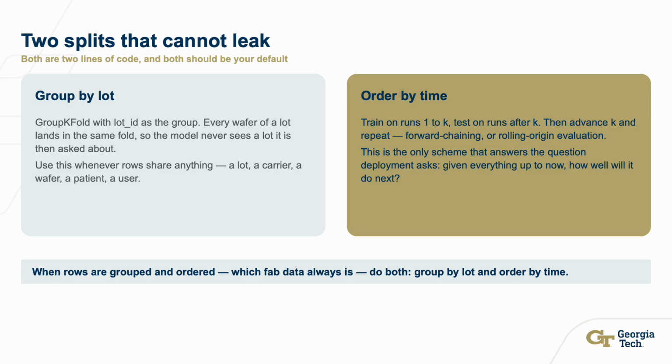And when your data is both grouped and ordered, which fab data always is, do both. Group by lots and order by time. The cost is that you get fewer, larger folds and noisier estimates. That is a real cost and it is worth paying because the alternative is a precise estimate of the wrong quantity.